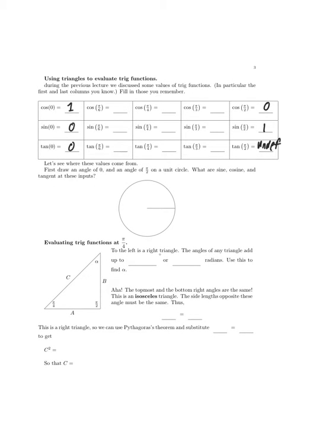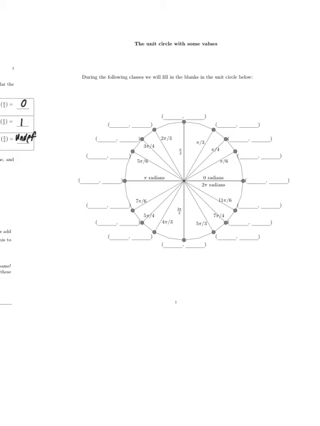I want to fill in the same information, but for three other angles. Pi over 6, pi over 4, and pi over 3. And in fact, what I'll do is I'll record that information in a unit circle, which I'll have off to the right. Give me a second and I'll pull that up. All right, here we are.